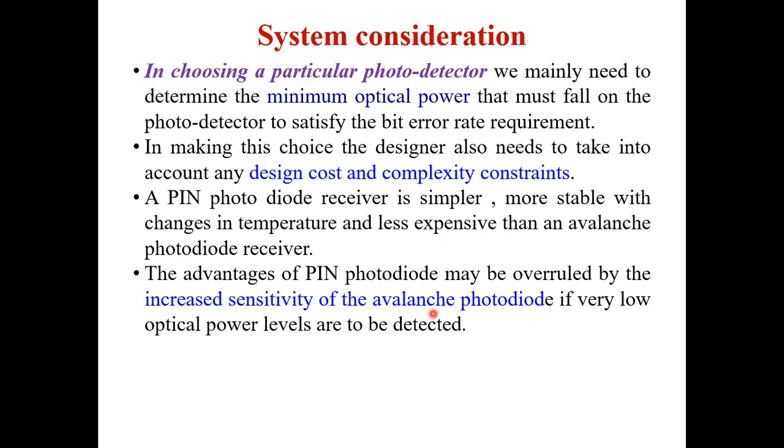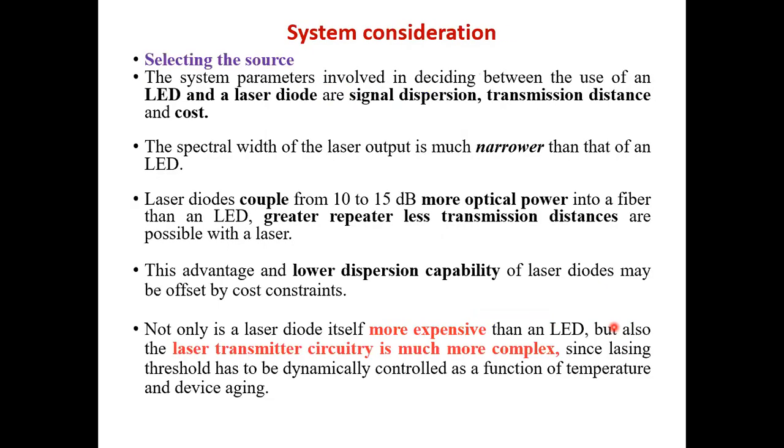Now, what happens in an avalanche photodetector is, even if a small portion of light is falling on the photodetector, due to this avalanche phenomenon it will multiply and I will get a very high output. So if you feel that my signal has attenuated, or will be attenuated on reaching the receiver, then I can go with the avalanche photodiode.